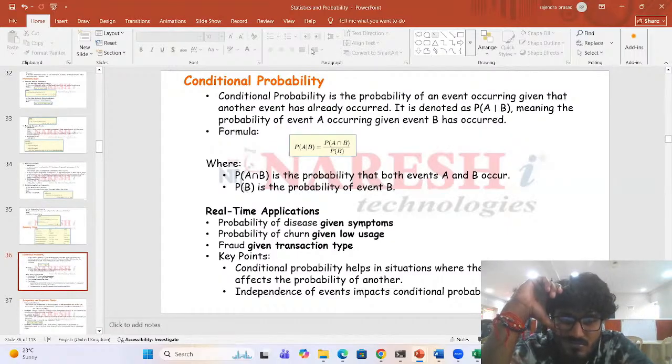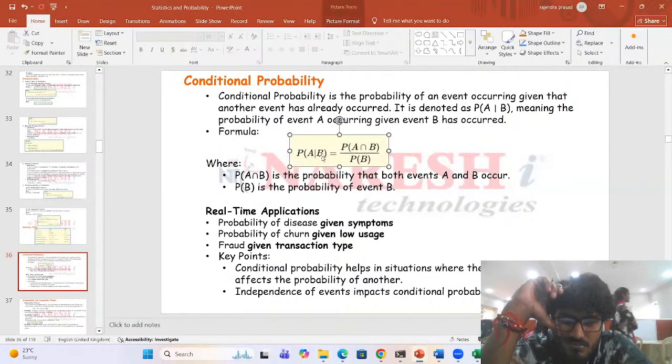The formula for calculating the conditional probability is: probability of A given that B has already happened is equal to probability of A intersection B divided by probability of B. To remember the formula, what is the denominator? That will be the denominator. The numerator will be the same, guys.